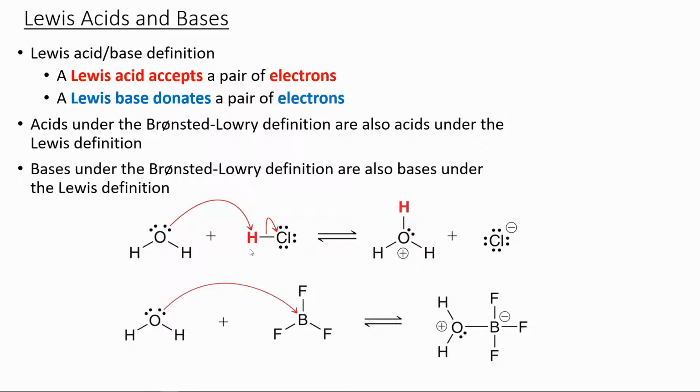So it doesn't necessarily have to be a proton. That's the difference between a Lewis acid and a Bronsted acid. A Bronsted acid has to be a proton. A Lewis acid can be other atoms. For example, in this reaction on the bottom, we have a Lewis base, or a lone pair, reacting with the Lewis acid, and we have boron as the acceptor of the electrons instead of a proton.